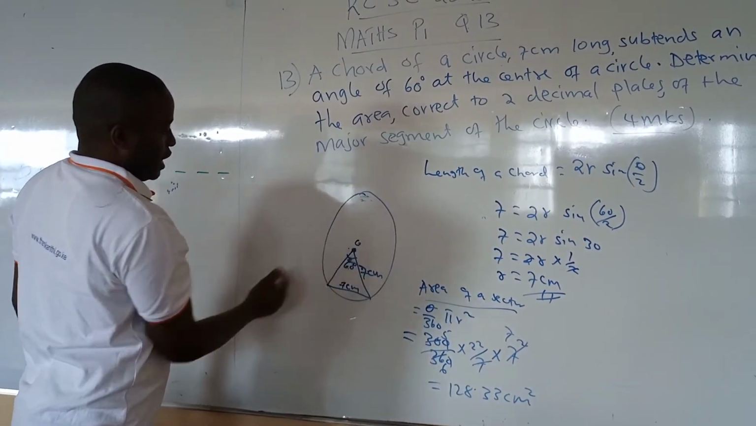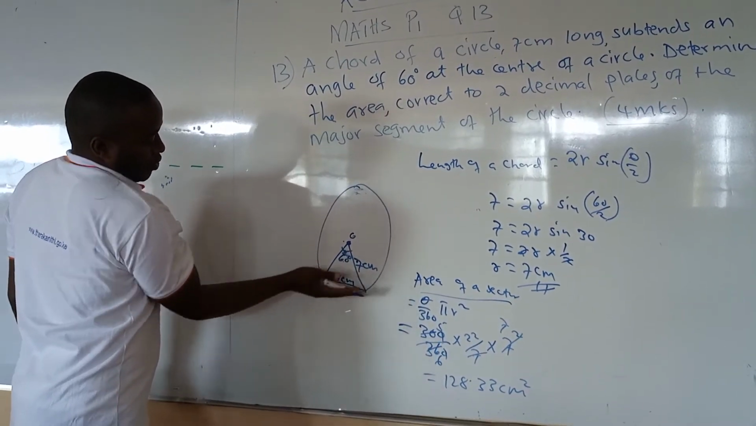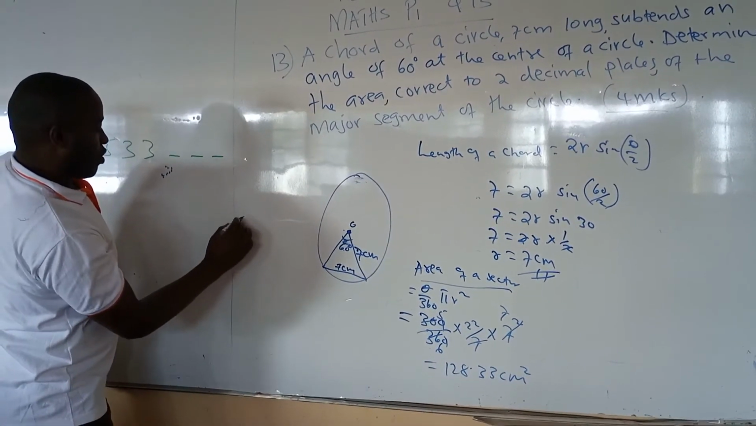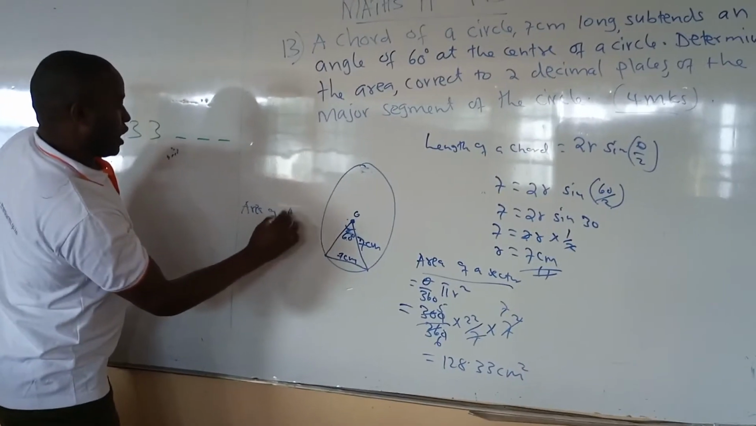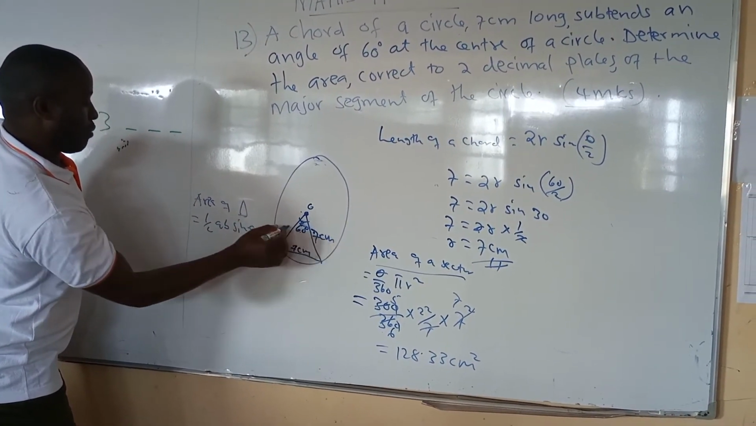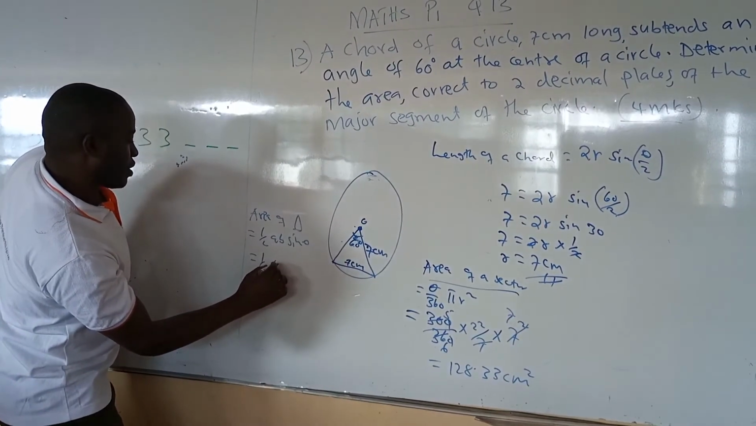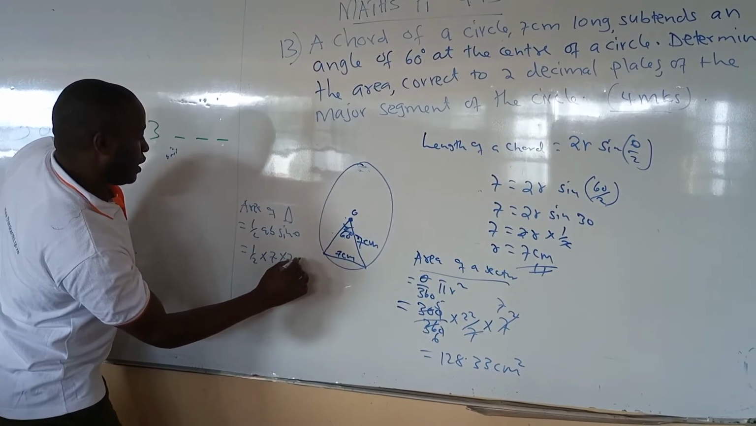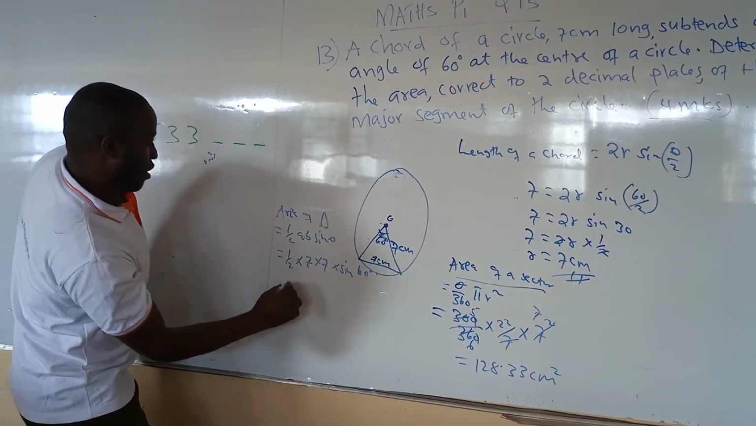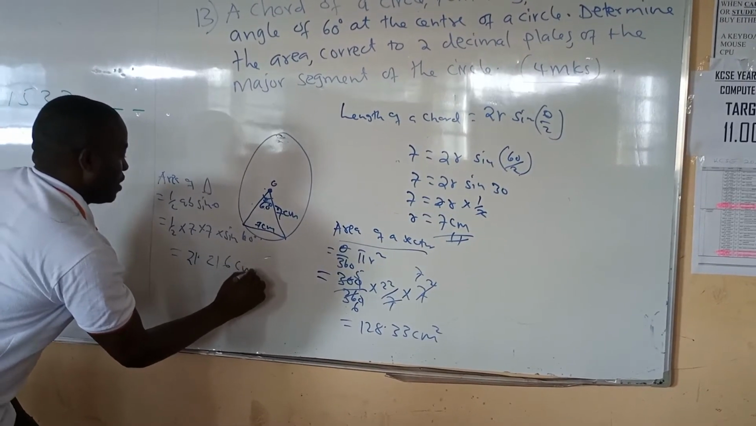After finding the area of the larger sector, we also find the area of this triangle, because the area of this triangle will be part of the larger segment. So area of triangle will be equal to half ab sine theta, because we have a and b and an included angle. So we shall have half times 7 times 7 times sine 60 degrees. You just use your calculator, and you get 21.216 centimeters squared.